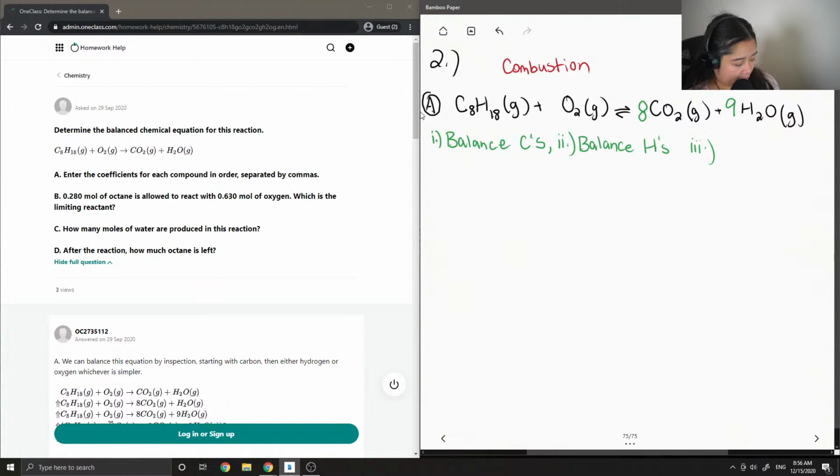So now that I know how many oxygens are on my product side, which is 16 plus 9, so we have 25 oxygens. On the product side, I'm going to put a 25 in front of O2 and then divide it by 2 to get in total 25 oxygens.